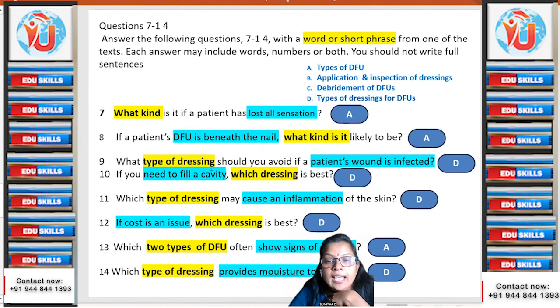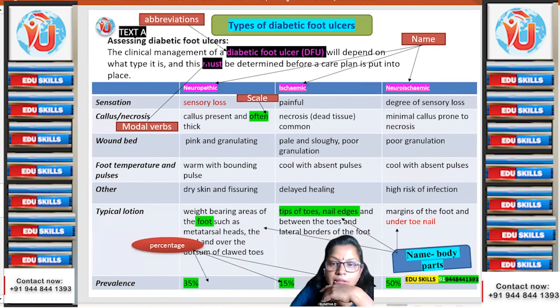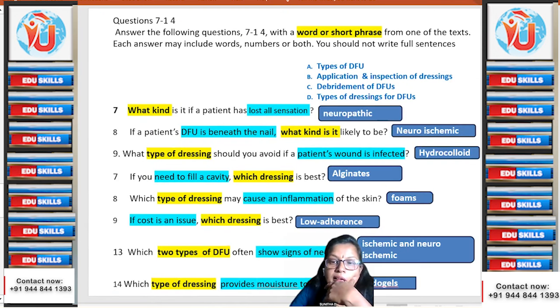So what is the answer? Low adherence. Right. To show signs of necrosis, where can we see that? In text A, types of DFU: ischemic and neuroischemic. That is the necrosis. Answer: both mention necrosis.